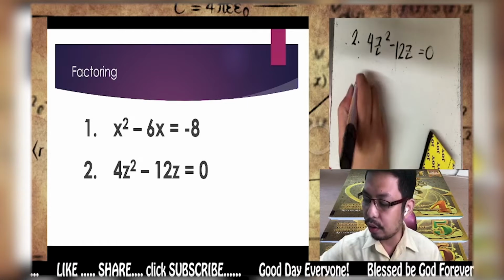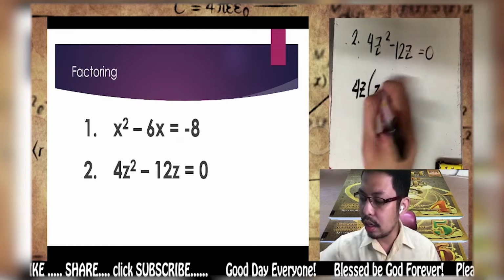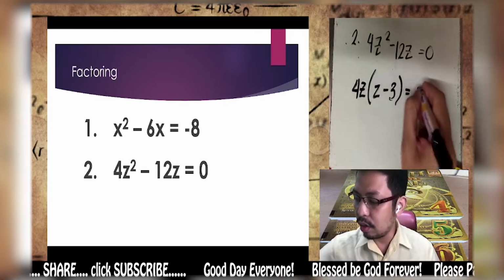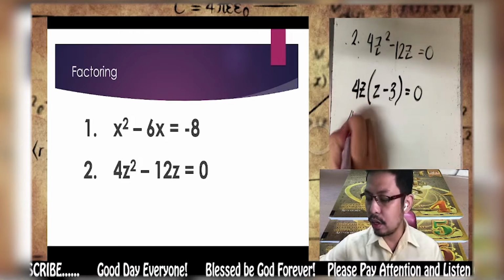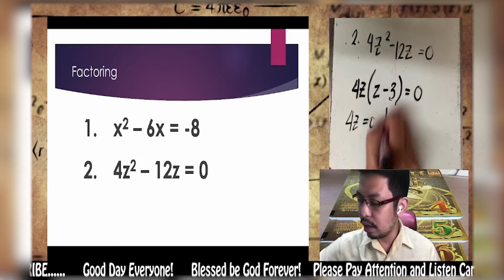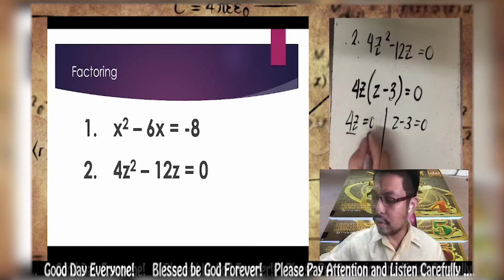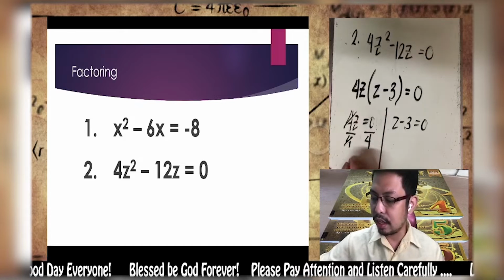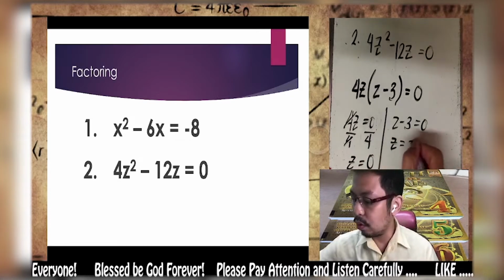So we have the common factor of 4z multiplied by the quantity z minus 3 is equal to 0. So we have two equations here. One is 4z is equal to 0, and the other one is z minus 3 is equal to 0. Divide both sides by 4, so this is cancelled. z is equal to 0. z is equal to 3.